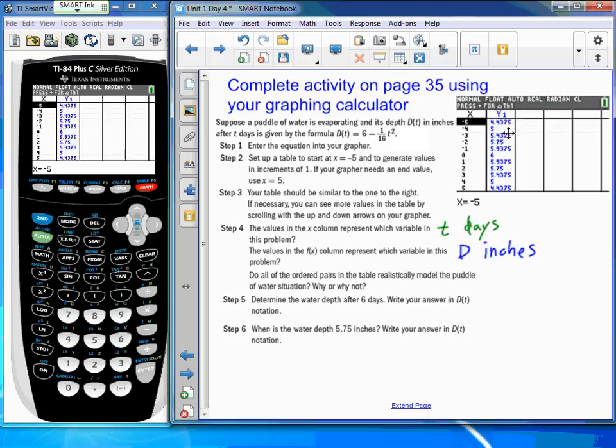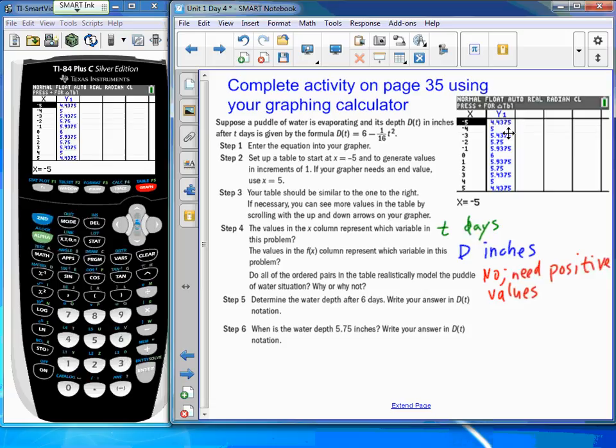Yeah, I agree. And I would also argue negatives for outputs wouldn't make sense for depth of a puddle. We could have negative depth, right, if we're diving in the ocean or something, but we wouldn't have negative depth of a puddle that's evaporating, right? So I would say, no, we need positive values for this problem situation. Need positive values for time in days and for depth in inches.